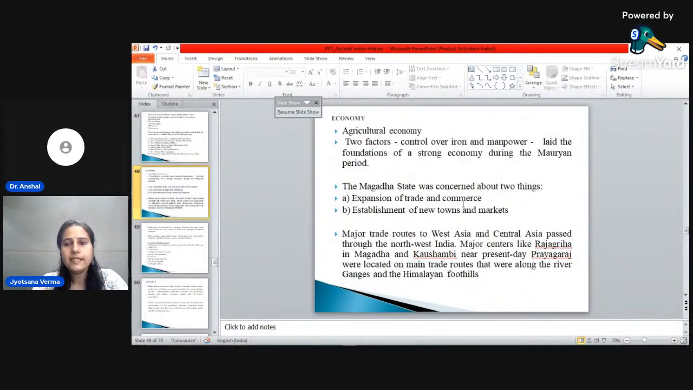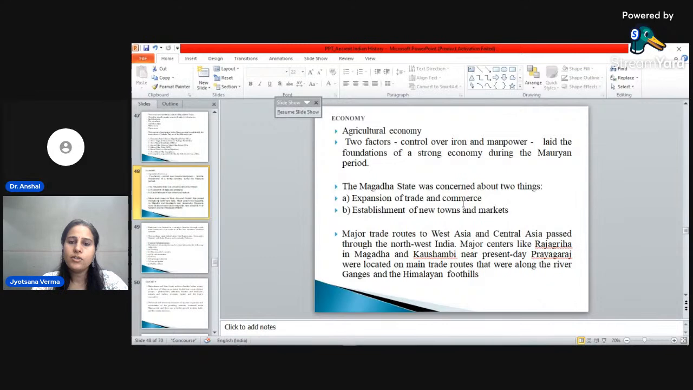Economy: basically, the economy of this period was an agricultural economy. Two factors were more important: control over iron and manpower laid the foundation of a strong economy during the Mauryan period. Two important concerns of the Magadha state were, first, the expansion of trade and commerce, and second, the establishment of new towns and markets.